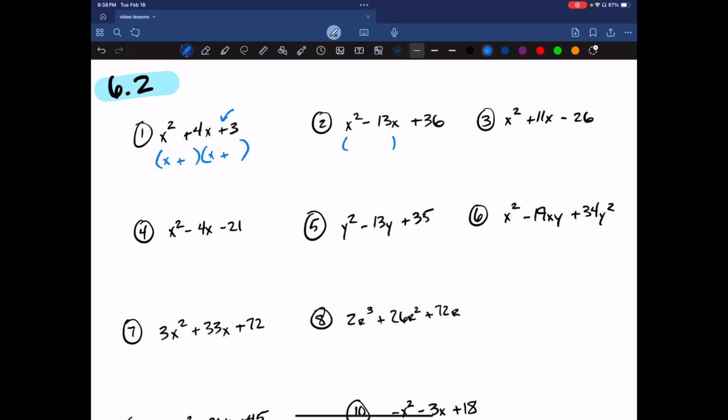I'm going to jump ahead real quick to number 2 so you can see the difference. X, x. This time, the second sign is positive, and the first sign is negative. So the second sign is positive, which says they're both the same as the first. It's going to be minus, minus. Now let's go back to 1 for a second.